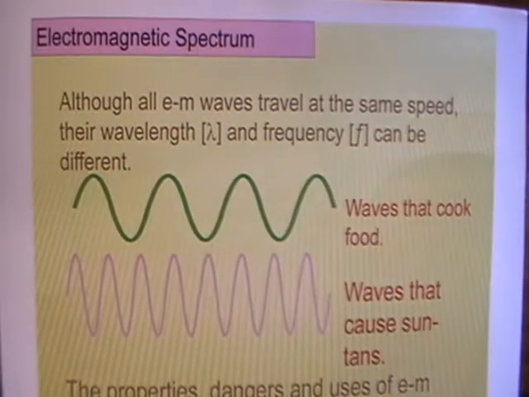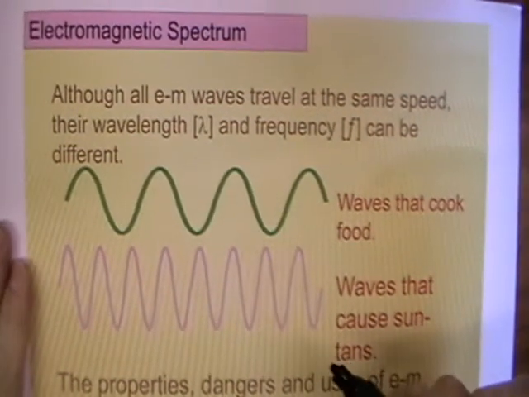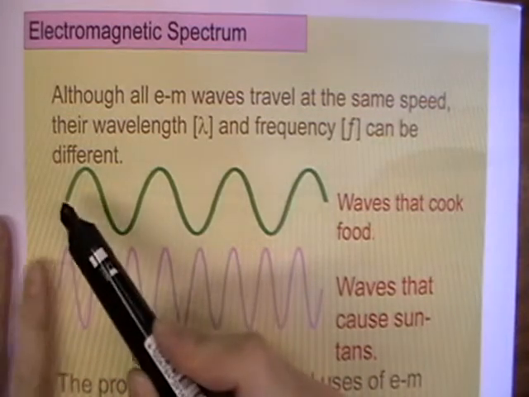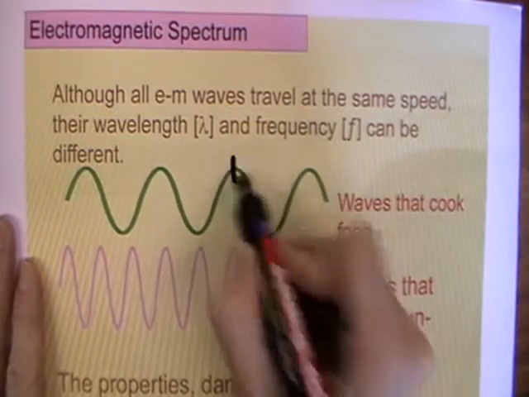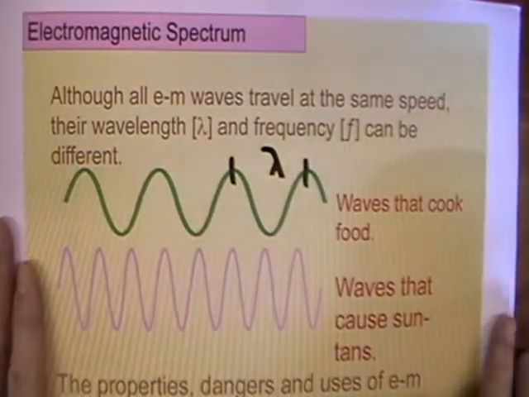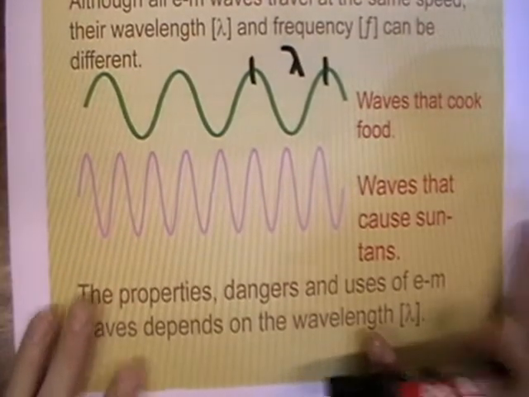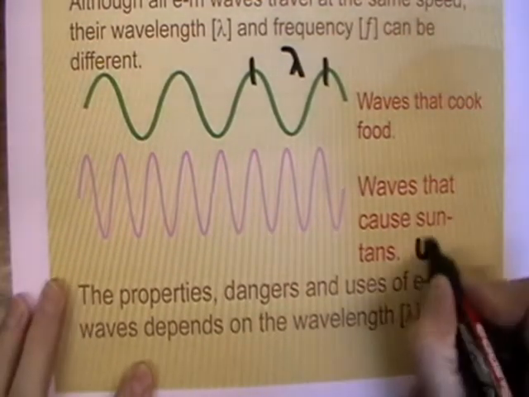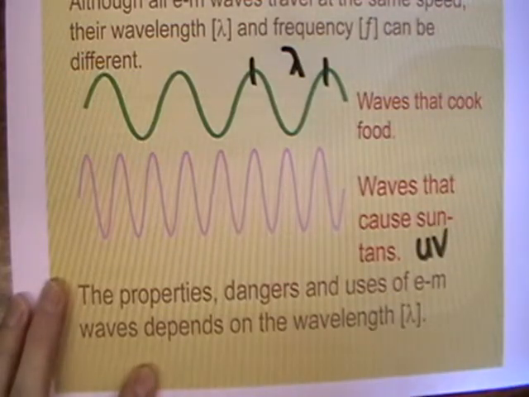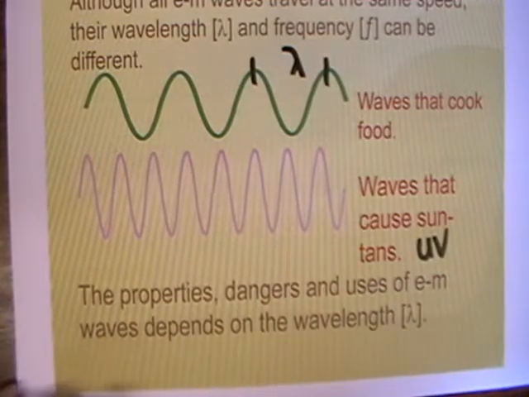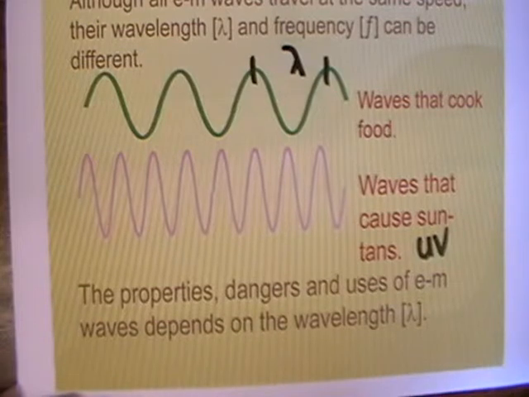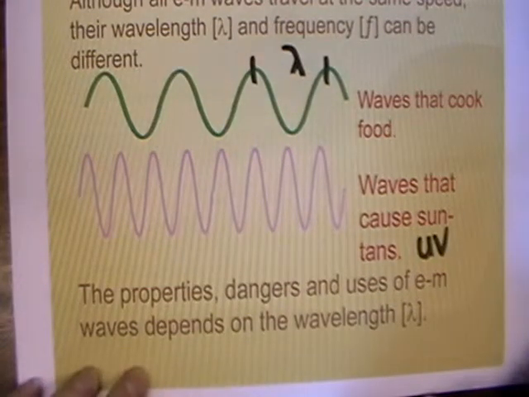Okay, so although all electromagnetic waves travel at the same speed, their wavelength lambda and frequency f can be different. So waves that cook food, such as microwaves or infrared radiation, which is a type of heat radiation, have a fairly long wavelength. So from there to there is their wavelength. Whereas waves which cause suntans, and those would be an example of the ultraviolet radiation or ultraviolet waves, have a shorter wavelength, and they're actually a little bit more damaging to us, the ultraviolet ones. The properties, dangers and uses of these waves depend on their wavelength.